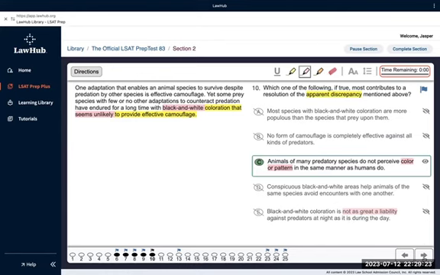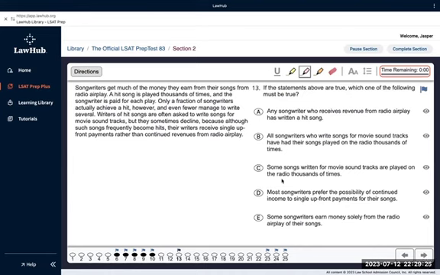All right. Let's keep moving. Question 13. We've got a must be true question. Songwriters get much of the money they earn from their songs from radio airplay. Okay, much of the money. That's a significant amount, but it doesn't necessarily mean more than 50%. So it's still in the category of some rather than most.